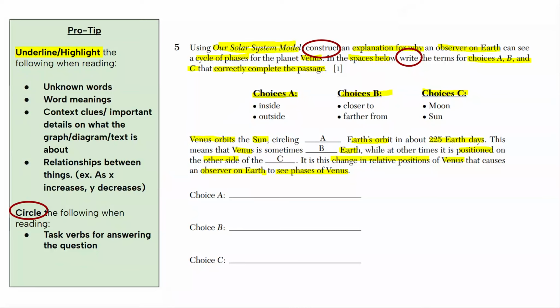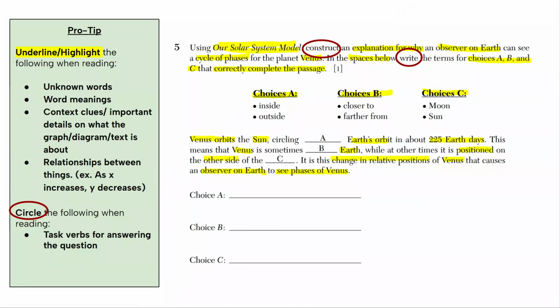Okay. And in the spaces below, I'm circling that. That's a task verb. The terms for choice A, B, and C that correctly complete the passage. So I have to write based on choice A, B, and C. I'm highlighting that, correctly complete this passage right here. Okay, lots of stuff. So I need to find an explanation for why there's a cycle of phases for Venus based on this model right here. And in these spaces below, I have to write terms for choice A, B, and C that complete this passage. I'm just looking at the highlights. It gives me a clearer picture of what they're asking me to do.